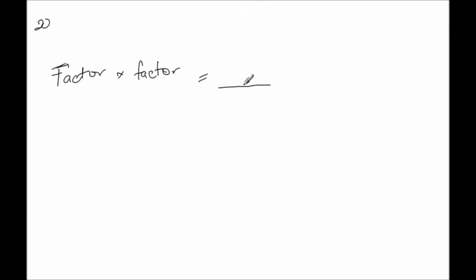Number 20, final one, says complete the statement. Factor by factor equals to, and that would be equal to our product. Factor times factor, product. For example, 2 times 8 would give us 16, right? So one factor is 2, the other is 8, and the product would be 16. So factor by factor would be equal to product.